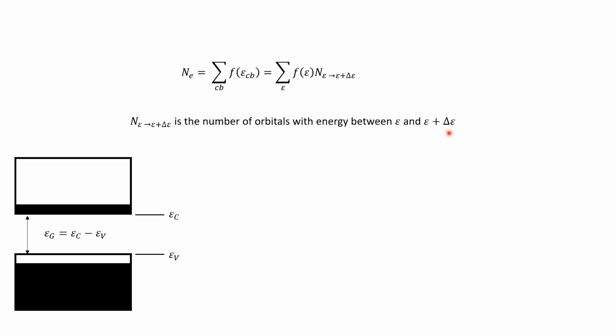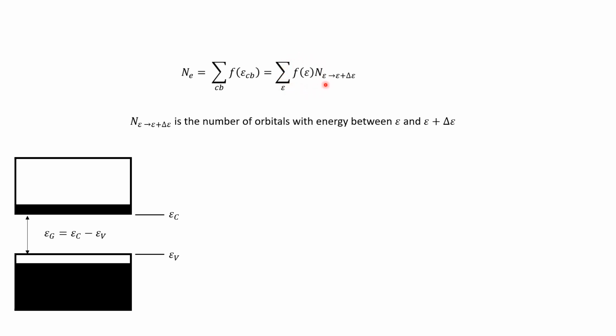Later on, we're going to make this term infinitesimal. But assuming that that is already done, we define this term as being the number of orbitals with energy between epsilon and epsilon plus delta epsilon. So that was our number 3 in the previous example. So now we can evaluate the sum by taking the number of orbitals with energy between epsilon and epsilon plus delta epsilon, multiply this number by the probability of occupation.